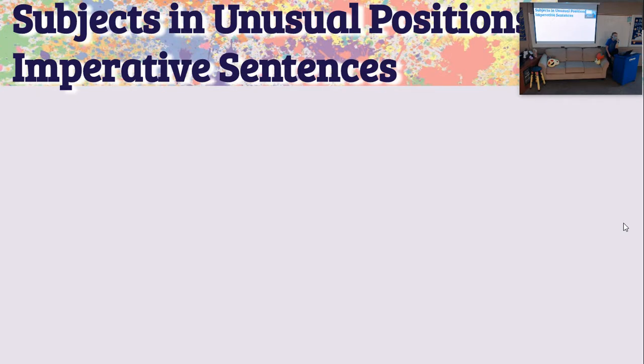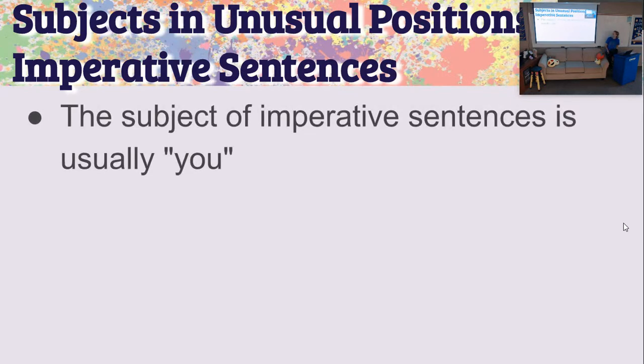What's an imperative sentence? Aiden? Yes, okay, an imperative sentence is a command. So the subject of imperative sentences is usually not stated because the subject is usually you. Okay, so if I say, go get me tacos, right? That's an imperative sentence. It's a command.